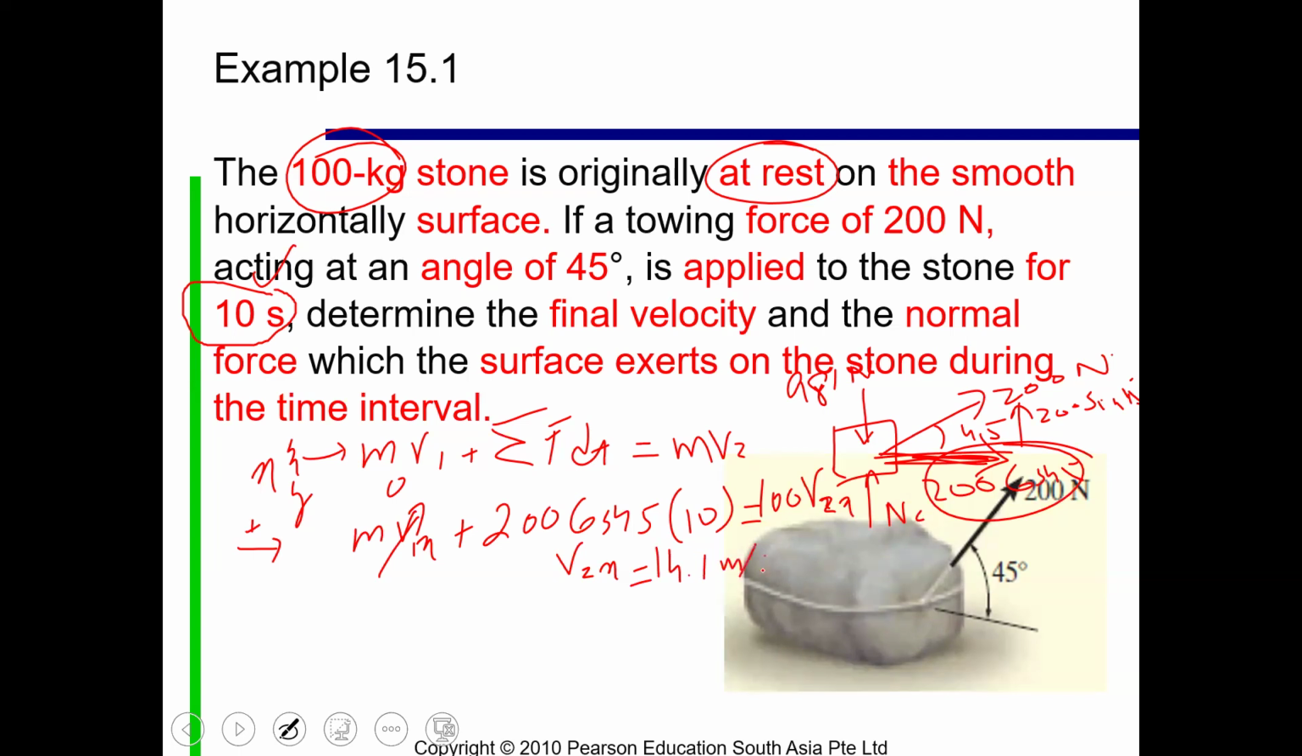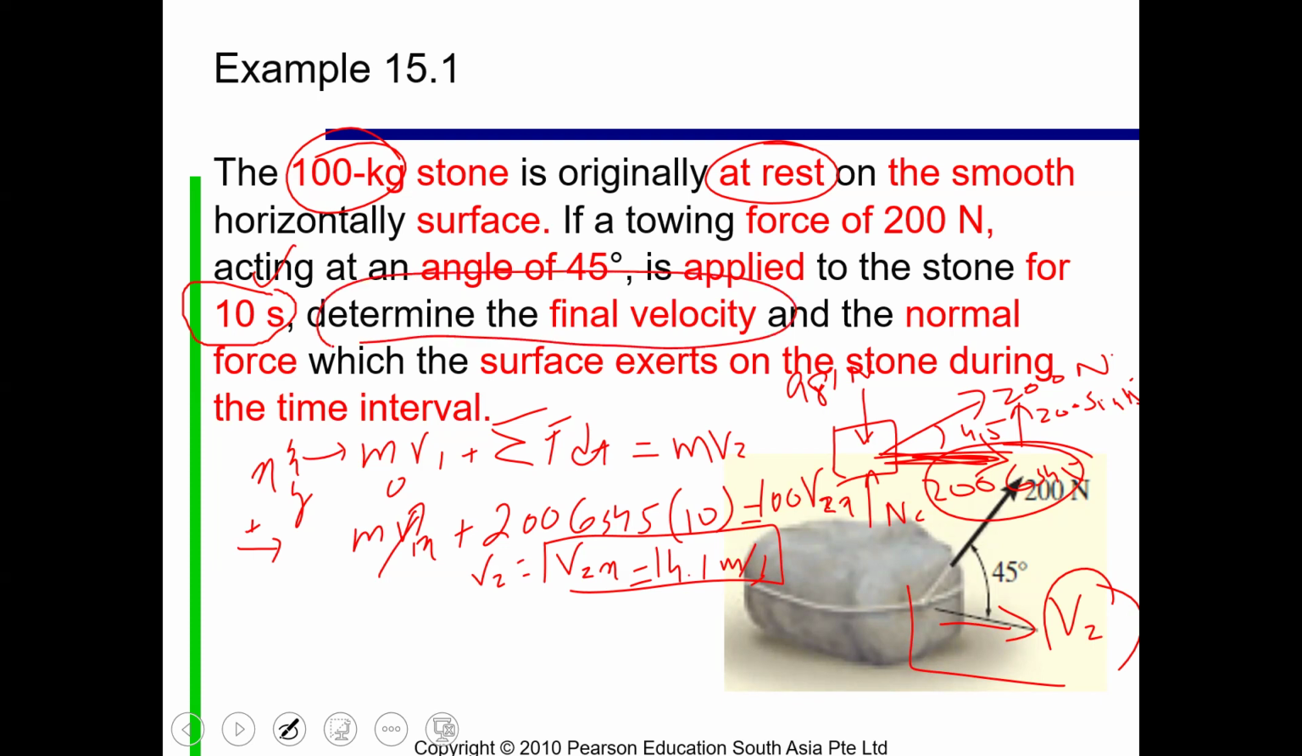14.1. Remember one thing, students, that the stone will move like this, right? Only in x. So this V2 that you have calculated, V2x, the final velocity, is only in the x direction, by the way. It is not moving in the y direction. The stone will move only in x. So what you have calculated in x, technically speaking, is the V2. It doesn't have any y component. So it only requires the x value of the final velocity.